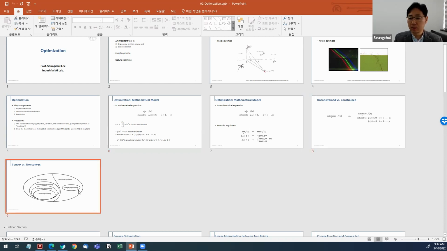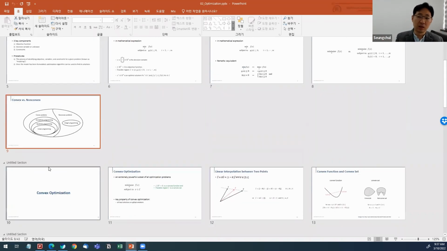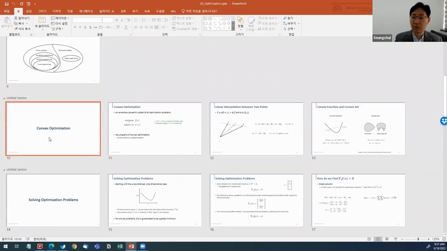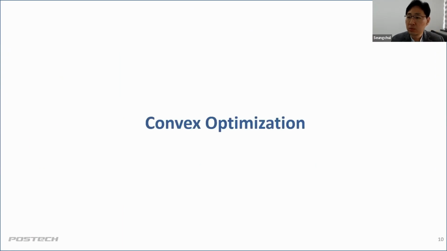There are many different types of optimization problems. Maybe the simplest that you can think of is unconstrained and constrained problems, which is too obvious. Another division is convex problems and non-convex problems. I didn't explain what convex is yet, but that's what I'm going to do from now on. That's where we stopped last time, so let's start with convex optimization problems.